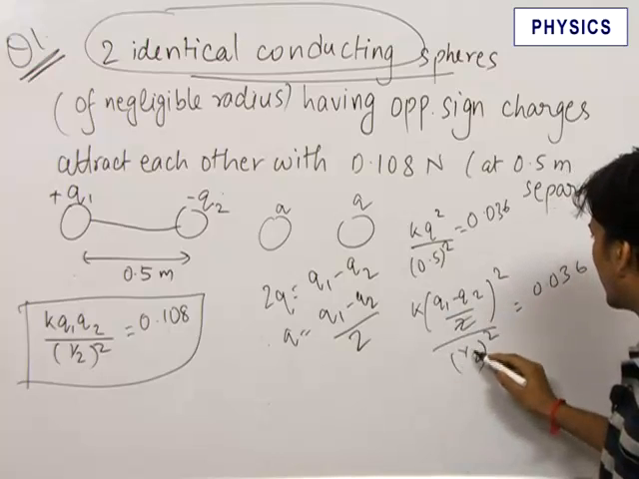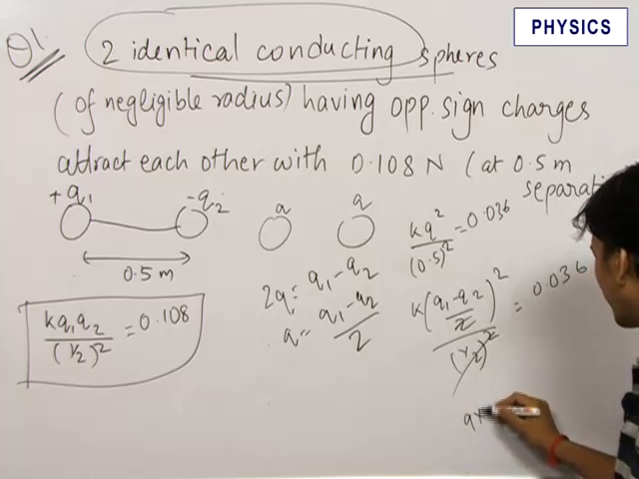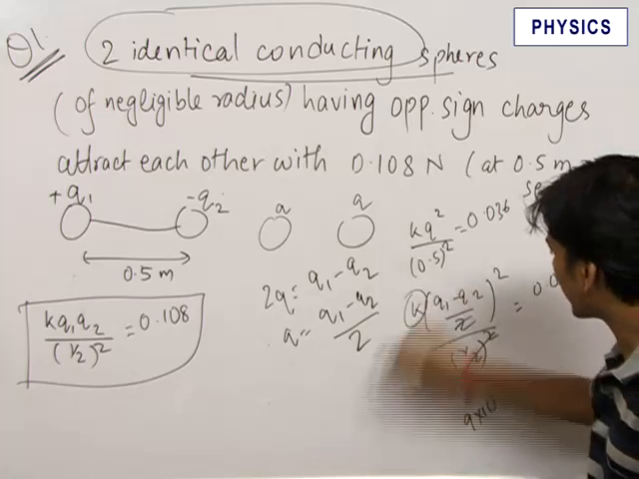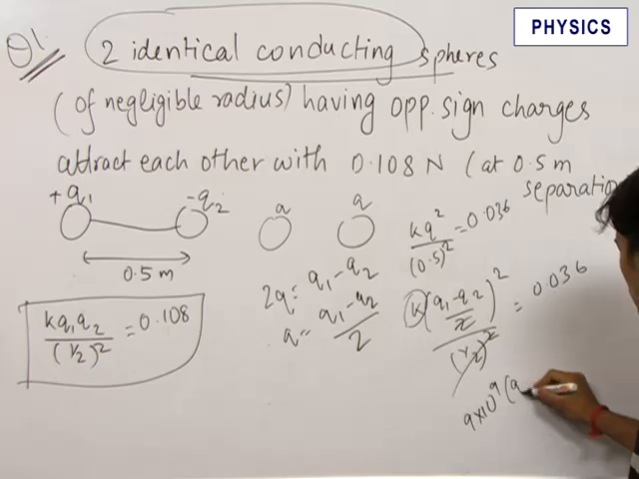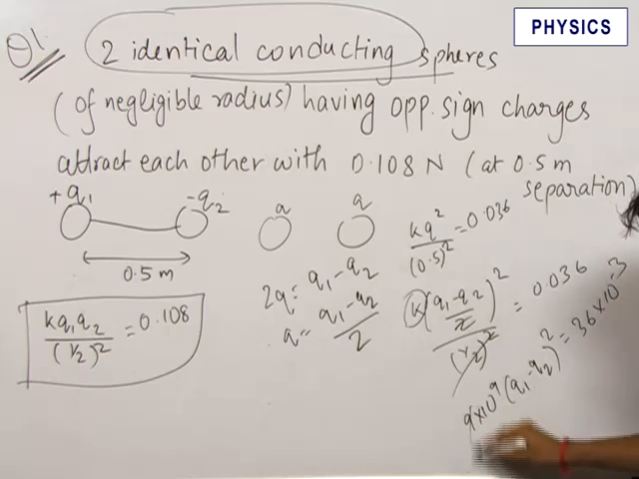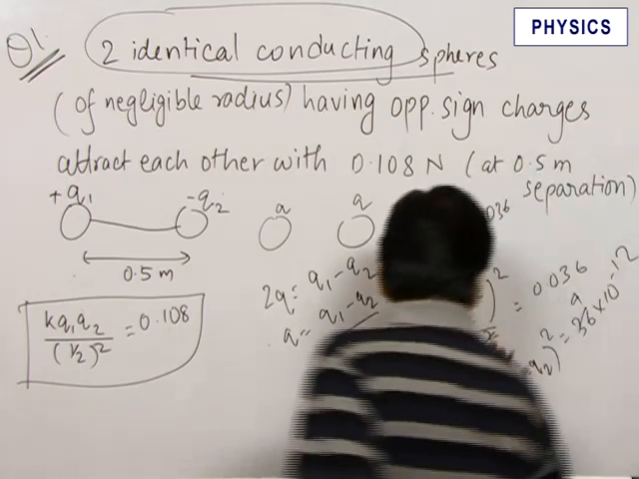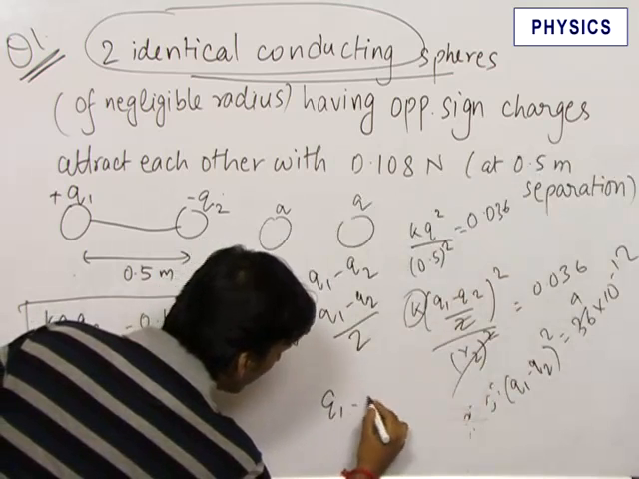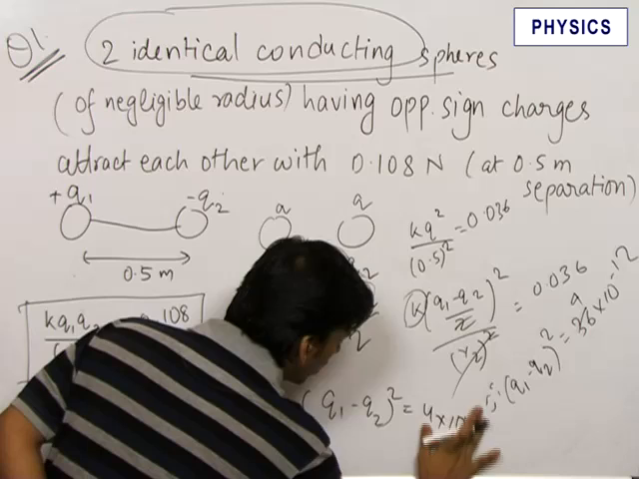This 2 can be cancelled with the 2 here. Therefore 9 into 10 raised to power 9, you must remember the value of k. The value of k is 9 into 10 raised to power 9 in SI units. q1 minus q2 whole square is equal to 36 into 10 raised to power minus 3 upon 9 into 10 raised to power 9. On solving this we get q1 minus q2 whole square is equal to 4 into 10 raised to power minus 12.